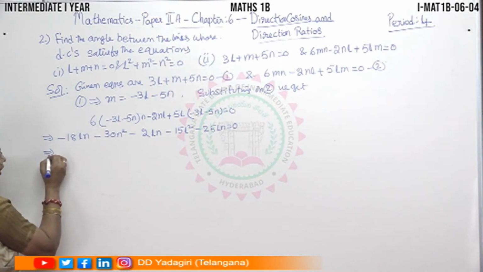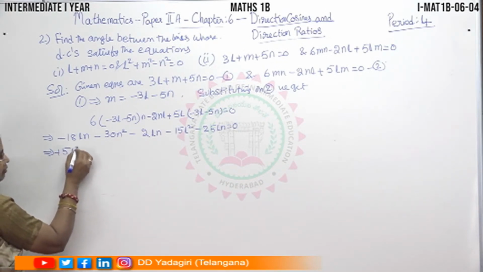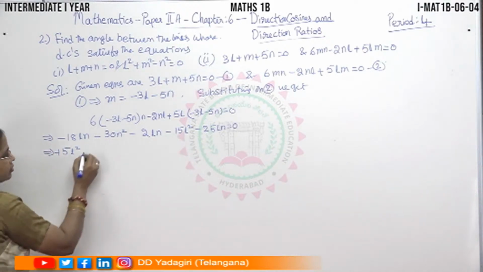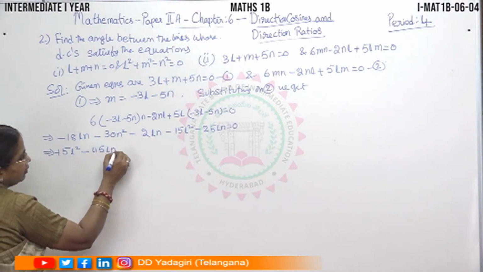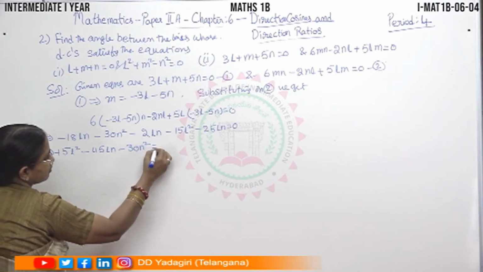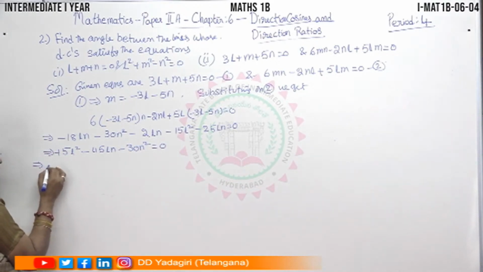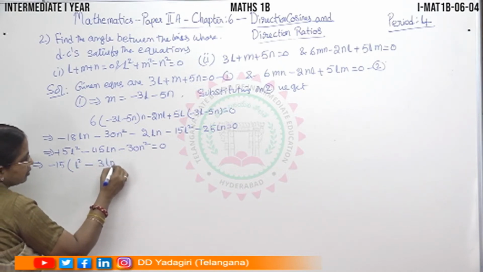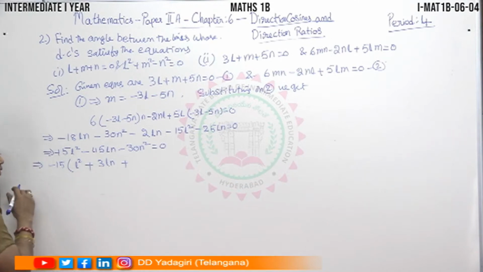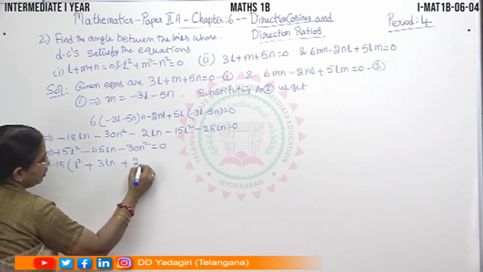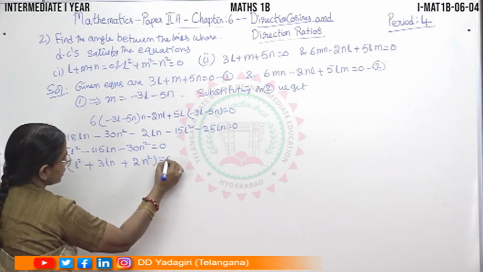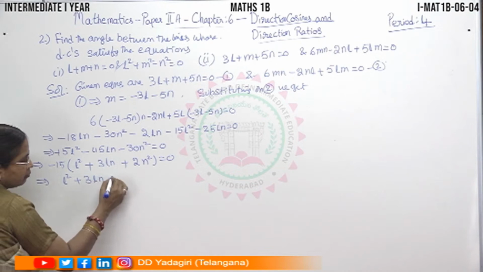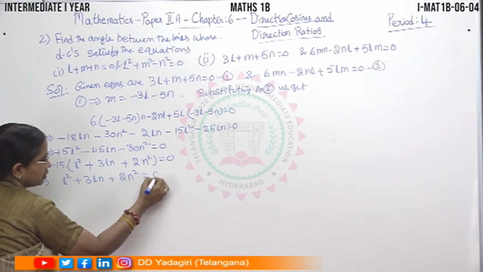So now it is 15L square minus 15L square, and then 18, 20, 45. So minus 45Ln minus 30N square is equal to 0. You can take minus 15 common. Then it becomes L square minus 3Ln plus, you have taken minus outside now, so 15 2 is 30, so 2N square is equal to 0. So that means L square plus 3Ln plus 2N square is equal to 0.